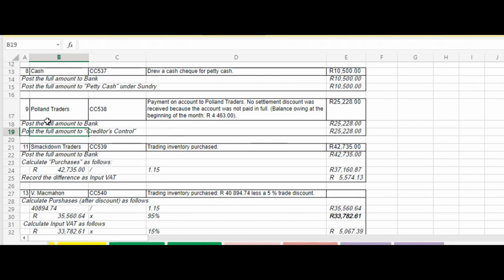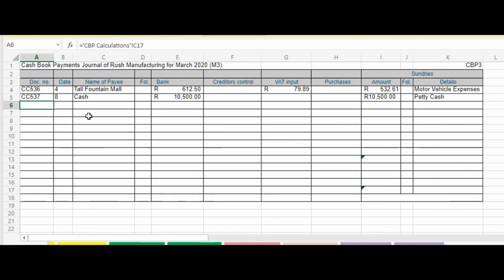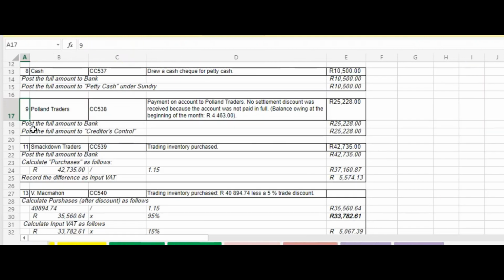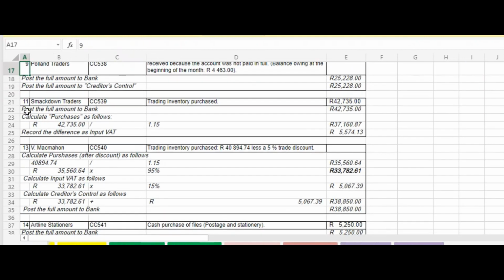So let's get now to the transaction on the 9th. That was the one with Poland traders and the control account, because I was busy explaining to you that there's no VAT applicable. So we can simply put in the document number that was given, the date that was given, the name of the payee that's given, full amount recorded under bank, and full amount recorded under creditors control. Okay. So that's the third transaction. Remember, there's 13. So let's look at number 4.